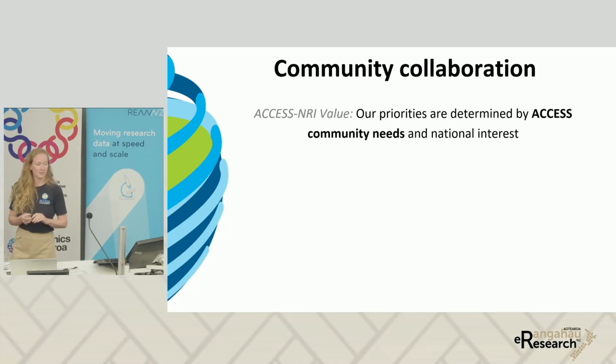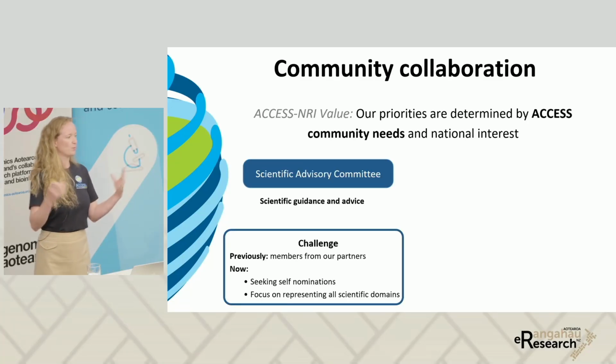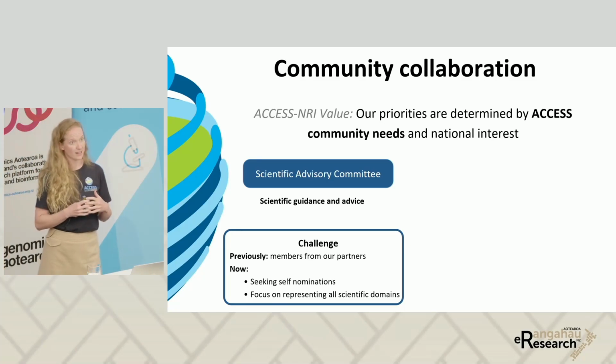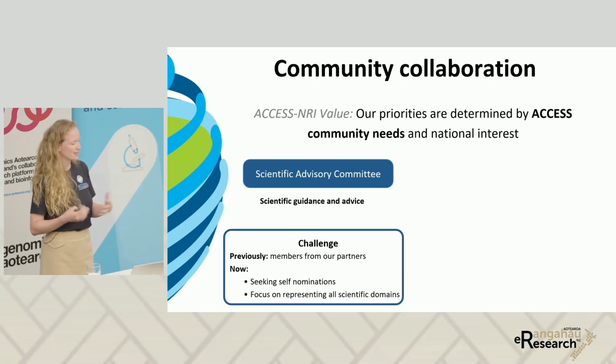The first value that I'll mention is that our priorities are determined by ACCESS community needs in addition to national interest. This one is very important to us. Our community comes first, and that's where we want to get their involvement. And to do that, by the nature of being a centralized entity, even though we're trying to stay integrated, we've made sure that there are formal structures set up so that we can keep getting input and feedback from the community. The first thing I'll mention is probably our most formal structure, which is the Scientific Advisory Committee. As it sounds, this gives the scientific guidance and advice so that we can prioritize our time and efforts.